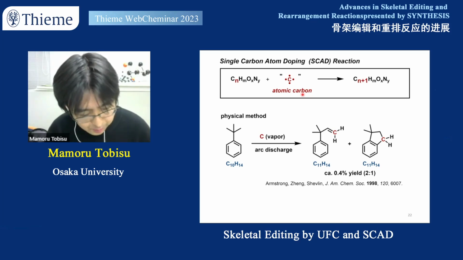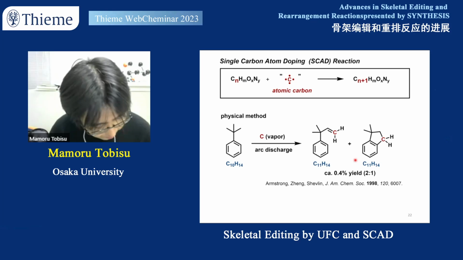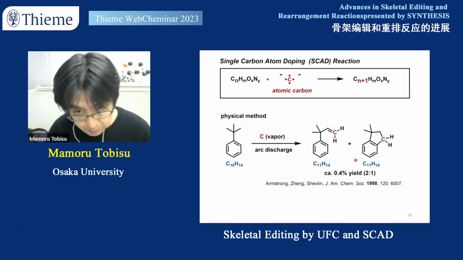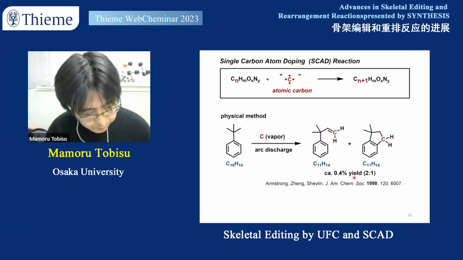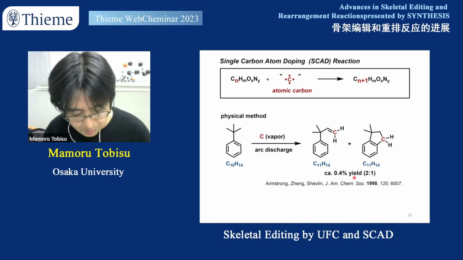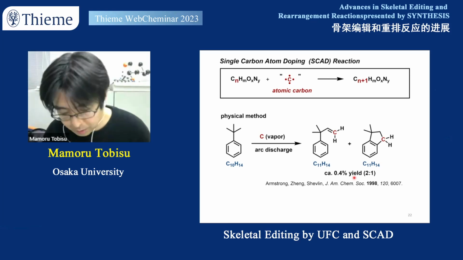SCAD reactions were indeed reported to occur using atomic carbon that is generated by a physical method, such as arc discharge. So for example, tert-butylbenzene is converted to this alkene or five-membered ring compound, although the yield is less than 1%. However, these examples demonstrate the potential utility of SCAD reactions, since classical synthetic chemistry cannot achieve this type of unusual transformation.